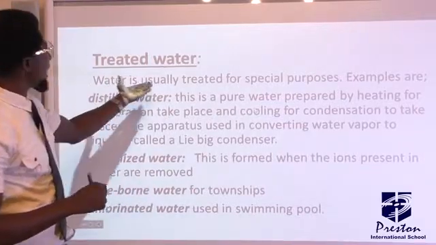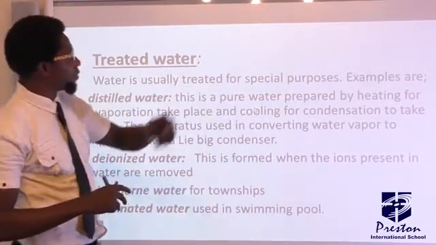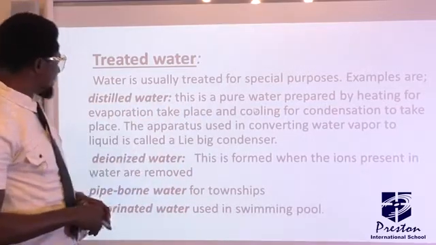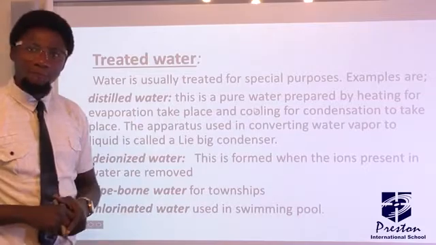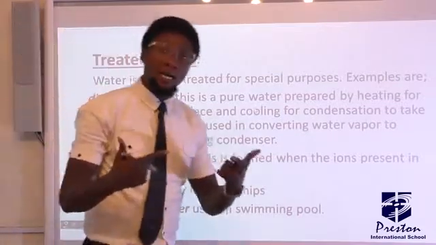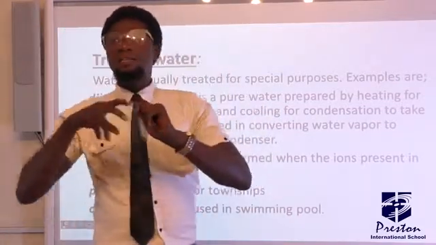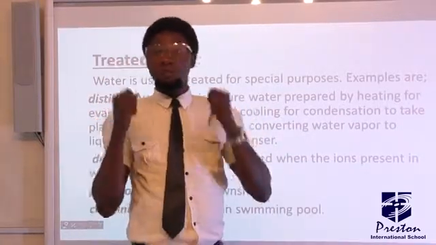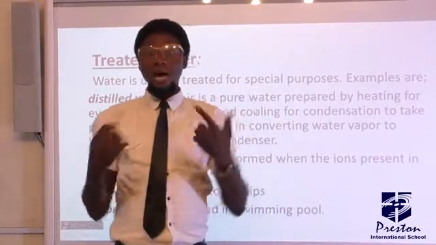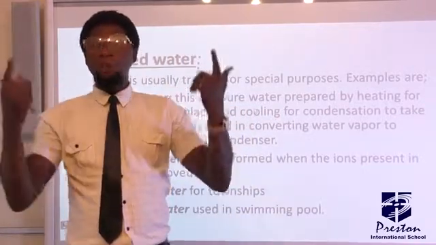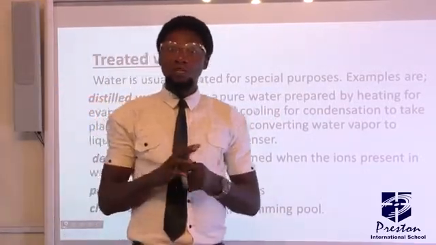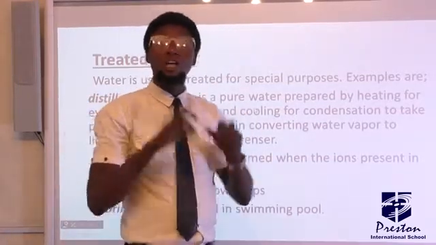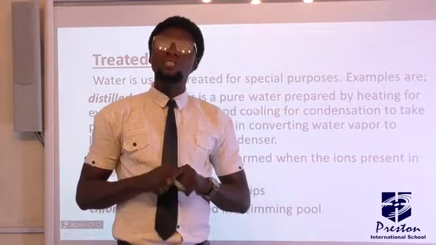We said it, water is usually treated for special purposes. Examples are distilled water, which we have just discussed here. Then the next one is deionized water. When you say deionized water, it means water whose ions have all been removed. Let us take, for instance, iron: a high proportion of iron is not too good for the body. So if you want to remove this from your water, that means you are deionizing the water. Such water is called deionized water.